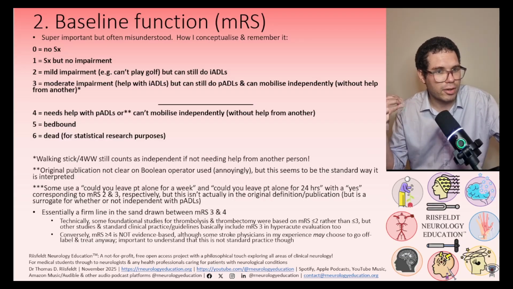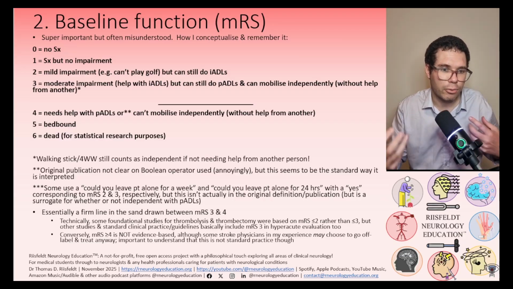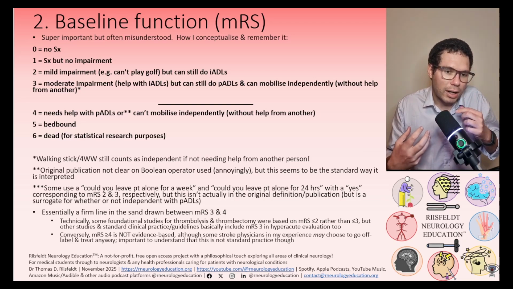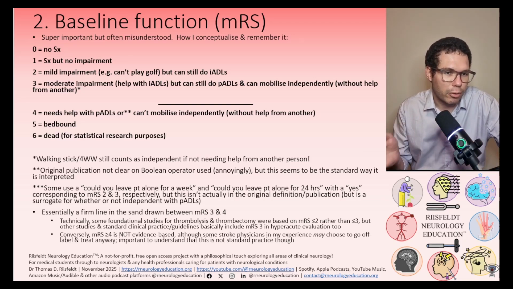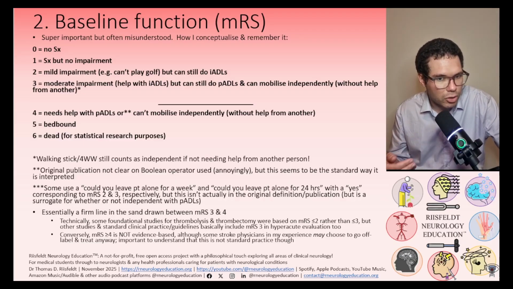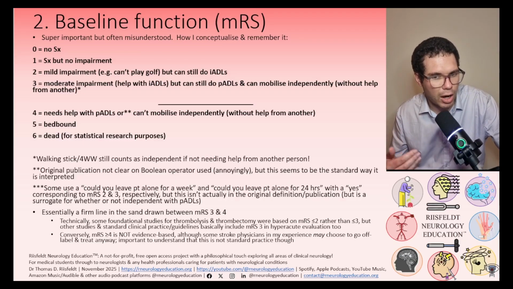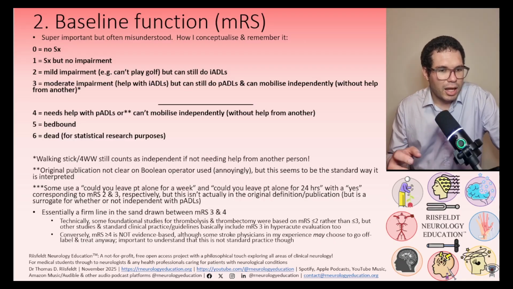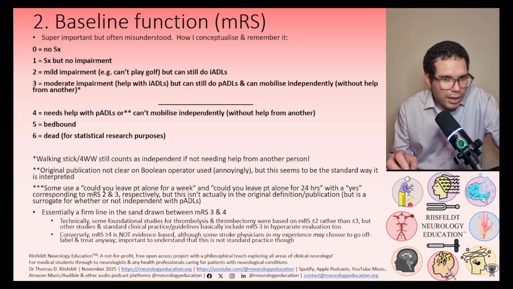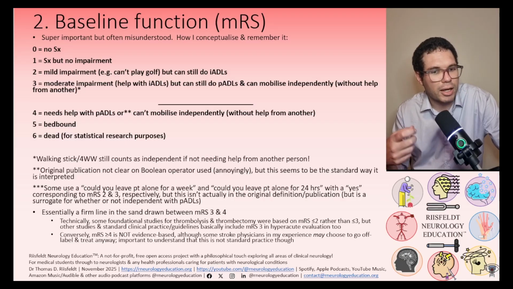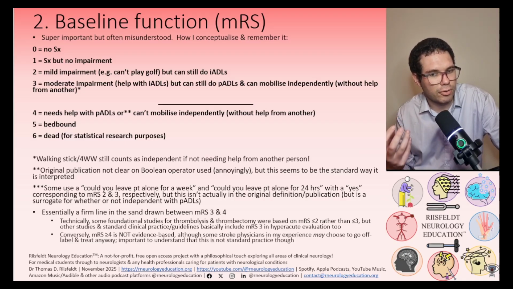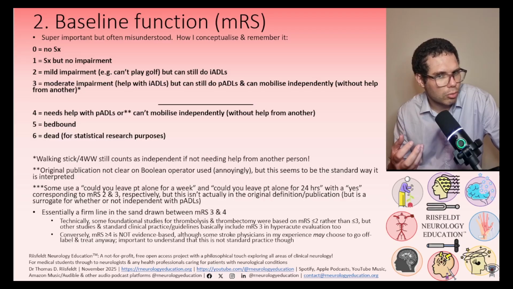Now, why have I drawn this firm line in the sand between a 3 and a 4? Well, in practical terms, usually if you're a 3 or lower, then you are a candidate for hyperacute stroke management, whereas if you're a 4 or higher, then you're not a candidate for hyperacute stroke management. Technically speaking, some of the foundational studies were looking at thrombolysis and thrombectomy on an MRS of less than or equal to 2 rather than an MRS of less than or equal to 3.